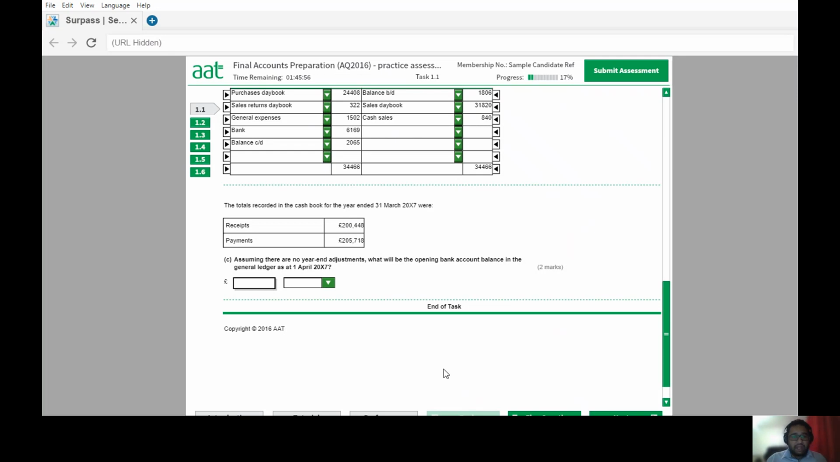200,448 minus any payments, 205,718 pounds. That gives you a negative balance of 1,459 pounds. So 1,459, because this is a negative amount, means this is an overdrawn bank account. If it's an overdrawn bank account, the balance will be on the credit side. Okay, that's all you have to look for.